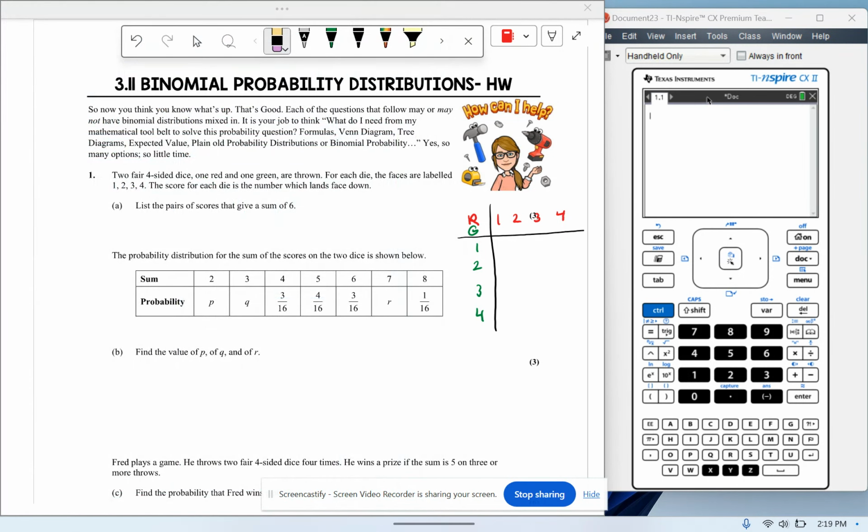Hey guys, okay. We have two fair four-sided dice, one red, one green, and they are thrown. For each die, the faces are labeled 1, 2, 3, 4. The score for each die is the number which lands face down. List the pairs of score that give a sum of 6.